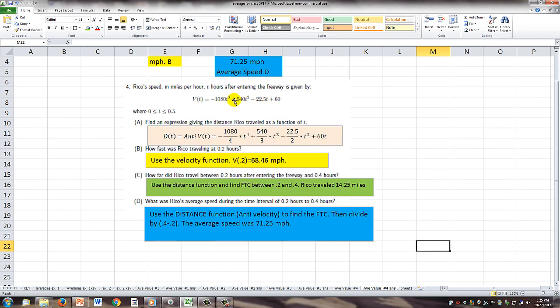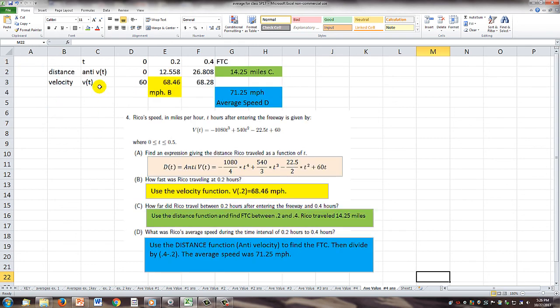This is your velocity function, and the distance function is the antiderivative of v of t, and it's negative 1080 times t to the fourth divided by 4, plus 540 times t to the third divided by 3, minus 22.5 times t squared divided by 2, plus 60t. And you may be wondering, do we need the plus c? No, because we're going to be evaluating values here. So how fast? You would use the velocity function.